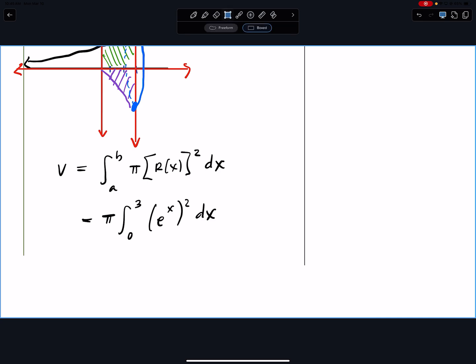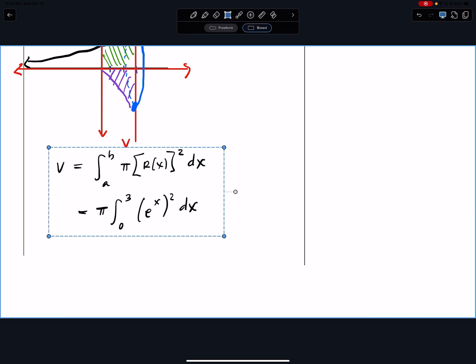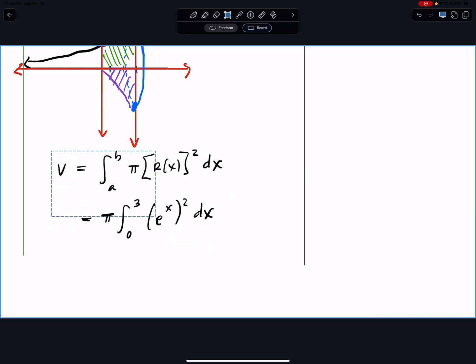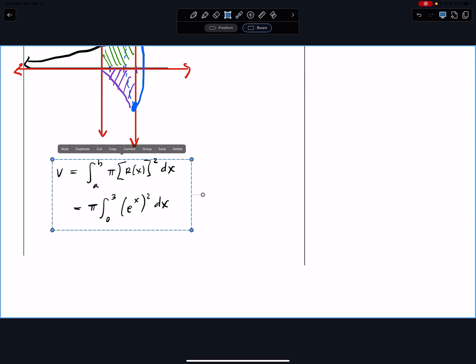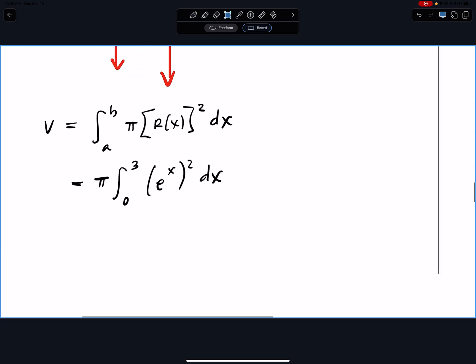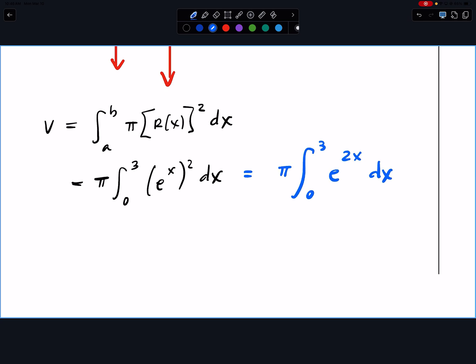Okay, here comes the fun part. We're now going to integrate this by hand. So let's simplify. e to the x squared, power to a power, multiply the powers. So this is going to become pi times the integral from 0 to 3 of e to the 2x dx.